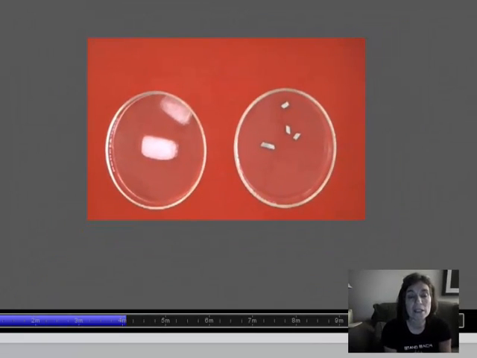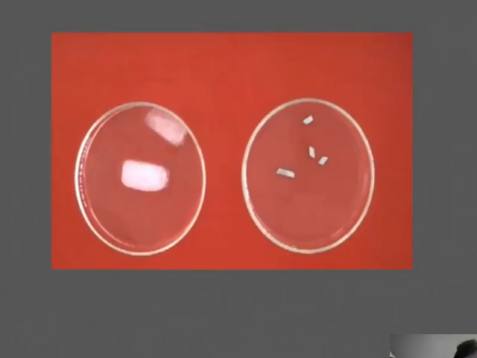So you might want to pause it again and write that if you change the shape of the material or the size of the material, that's also a physical change. So after you're done writing that, push the play button again.